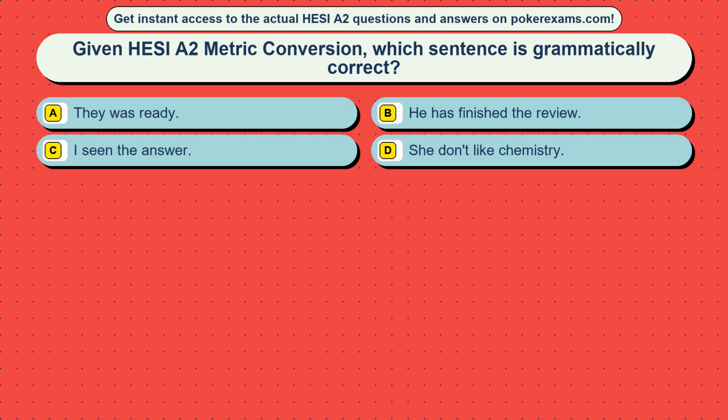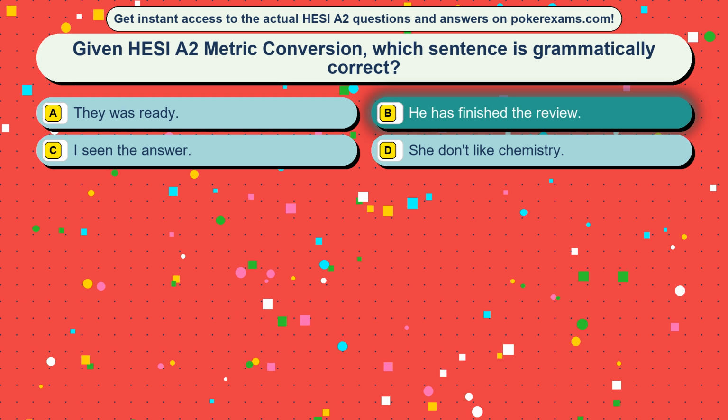Question 38. Given HESI A2 metric conversion, which sentence is grammatically correct? Option A, they was ready. Option B, he has finished the review. Option C, I seen the answer. Option D, she don't like chemistry.